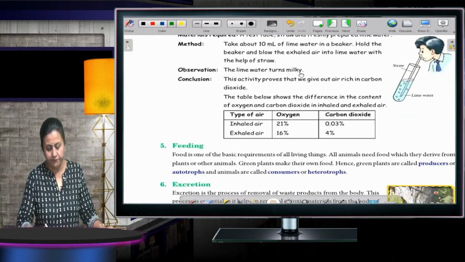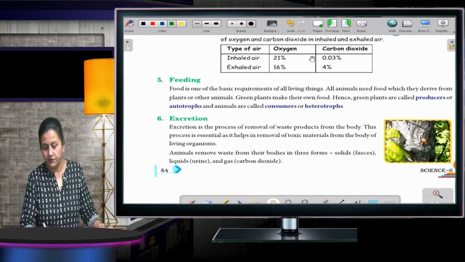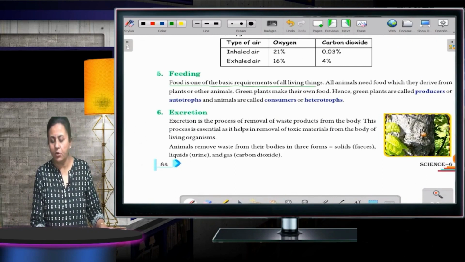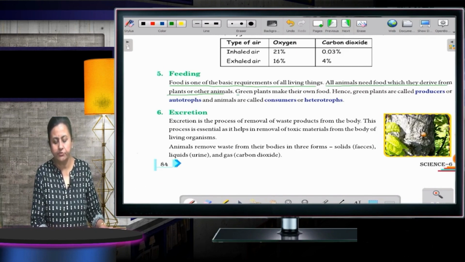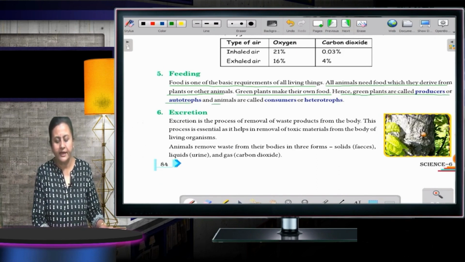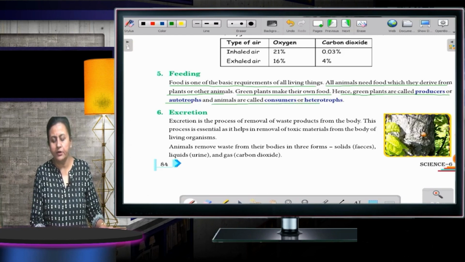Then feeding. Food is one of the basic requirements of all living things. All animals need food, which they derive from plants or other animals. Green plants make their own food. Hence, green plants are called producers or autotrophs, and animals are called consumers or heterotrophs.